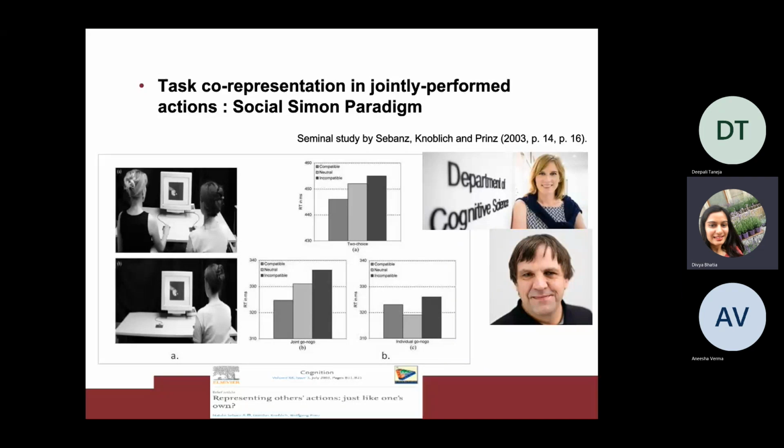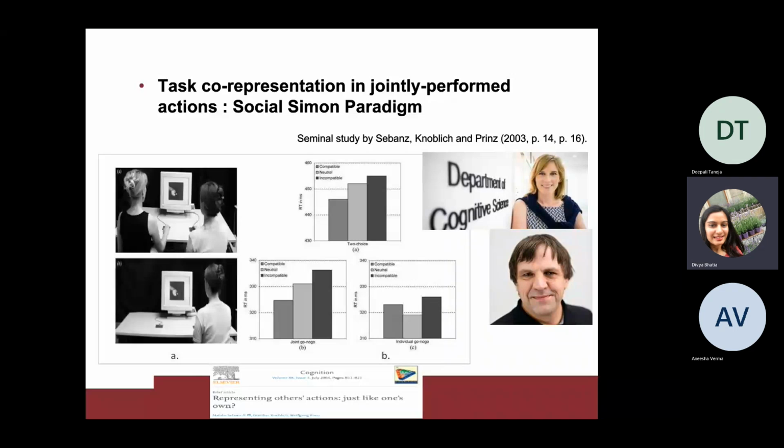Then several experiments around the globe. Dozens of researchers took this up. They were inspired by this idea and started doing their own research. And this result was replicated again and again, over and over, in different situations. With this experiment, they came up with a theory known as the task co-representation theory, which simply means that in a joint action situation, we co-represent our partner's actions.